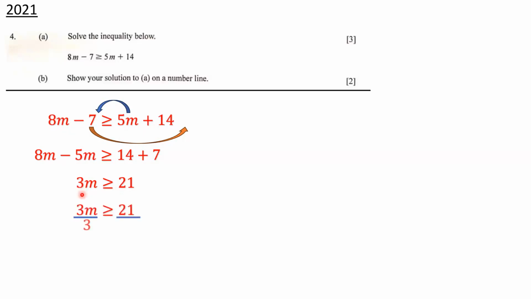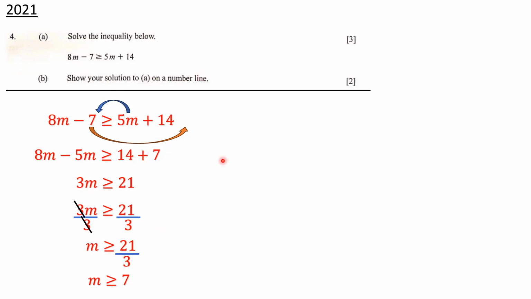And so dividing both sides by 3, we cancel. And so we have m is greater than or equal to 21 divided by 3. And 21 divided by 3 is definitely going to be 7. And so we have m is greater than or equal to 7. We did not divide by a negative number in this case, so we don't have to change the direction of our sign. Now we're going to show our solution on a number line.